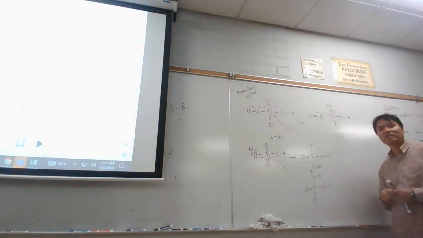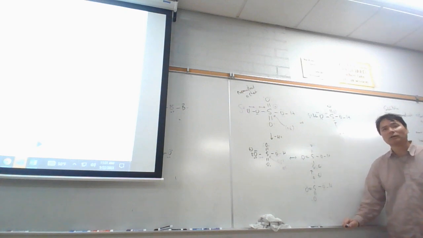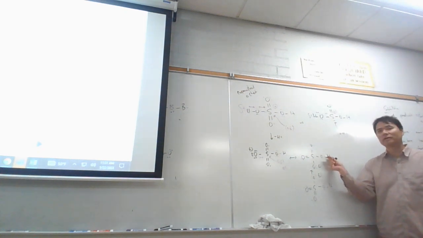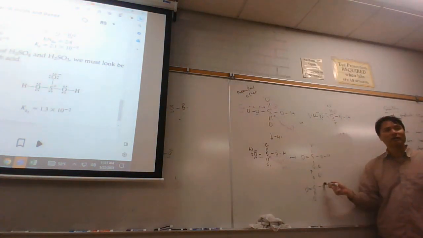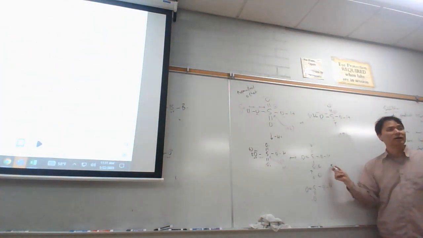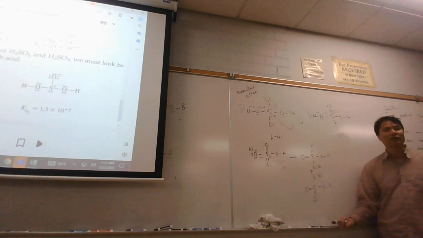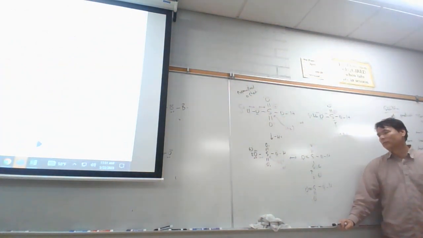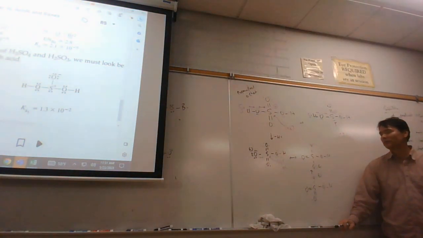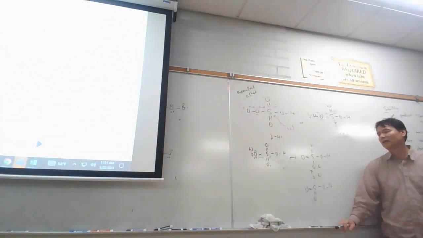I got 3 resonance forms, but some people get a lot more. You know how they get a lot more? They start moving the hydrogen. So they get 3 here with this, and then they move the hydrogen up here and get another 3 for that. And then they move the hydrogen over here, get another 3 for that, and then they move the hydrogen down here and get another 3 for that. So that's 3 times 3 is 9. We got 9 resonance forms with it.